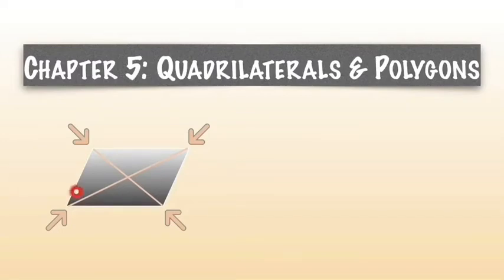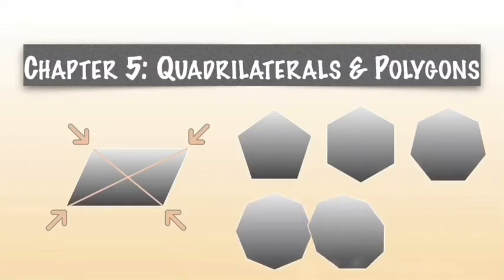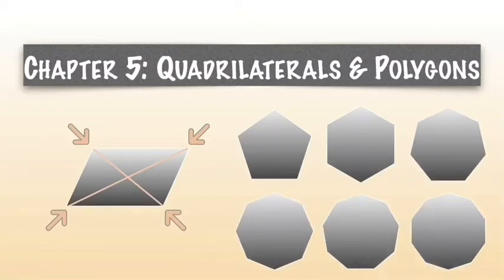Here are 2 opposite interior angles, and this is another 2 opposite interior angles. For polygons, we always name them according to the number of their sides. For example, this one has a total of 5 sides, so we call it a pentagon. This one has 6 sides, so we call it a hexagon. This is a heptagon, octagon, nonagon, and decagon.